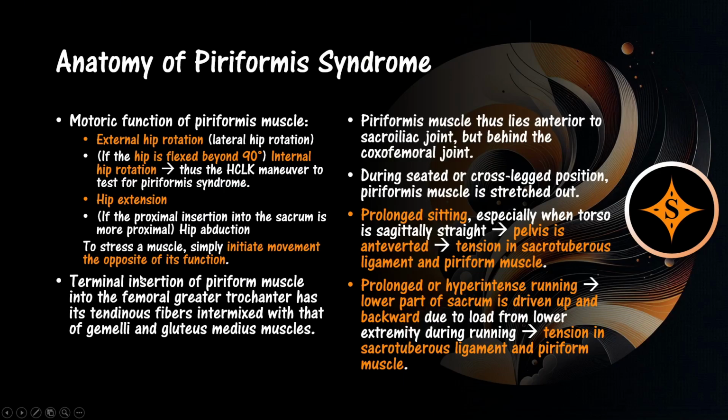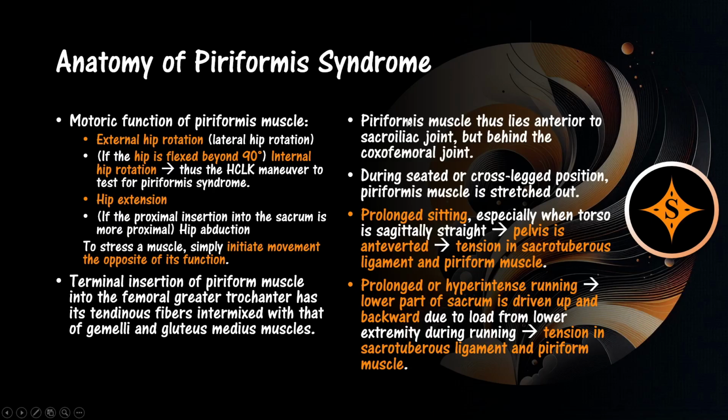The distal insertion of the piriformis muscle, that is at the upper side of the retrotrochanter of the femur, its tendinous fibers are intermixed with those of gemelli muscles and gluteus medius muscles, and also internal obturator actually, and this forms a muscular nexus that all performs as hip extensor and lateral rotator.